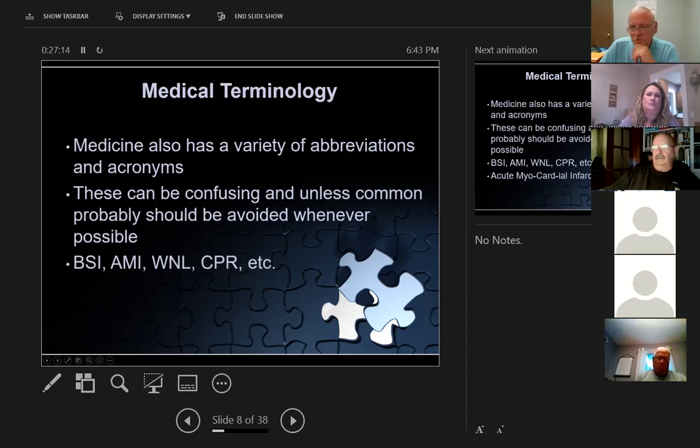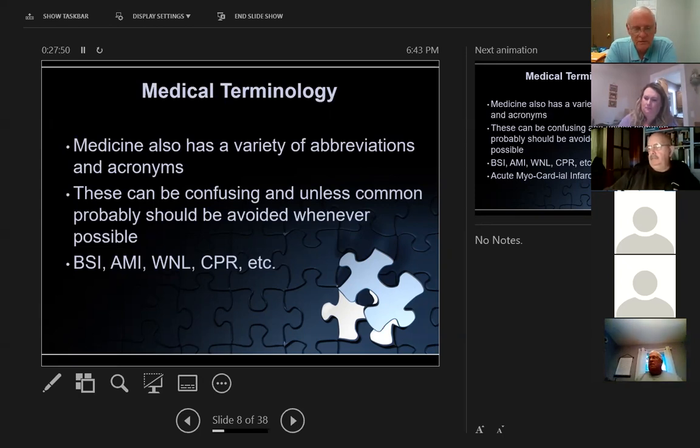Body substance isolation. Okay, that's keeping ourselves away from those pathogens, right? Using PPE, there's another abbreviation, personal protective equipment. Engineering controls, sharps containers, red bags, that sort of thing. WNL is very common. It's within normal limits. So basically what that one means is you've assessed the patient and you've taken their vital signs, which is blood pressure, pulse, respirations, and temperature or skin condition. And it's all baseline. It should be where it is. So that's WNL. That's fairly common.